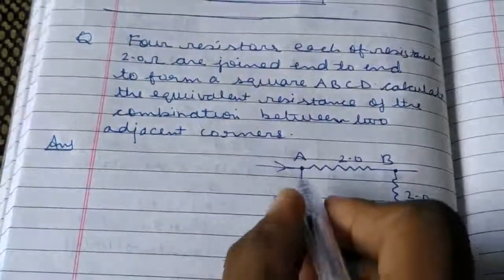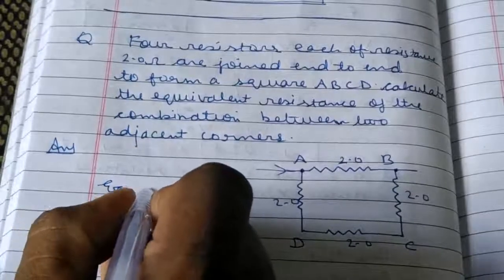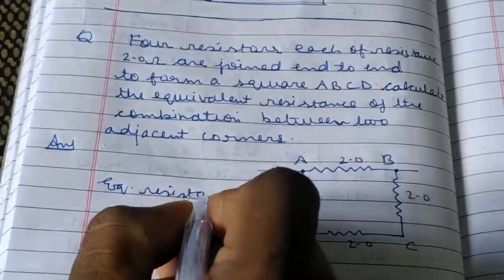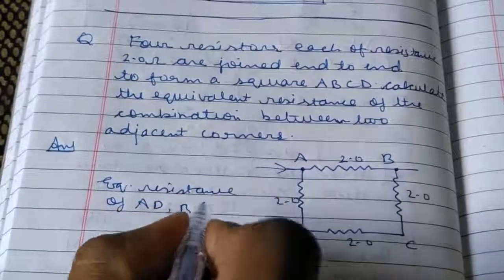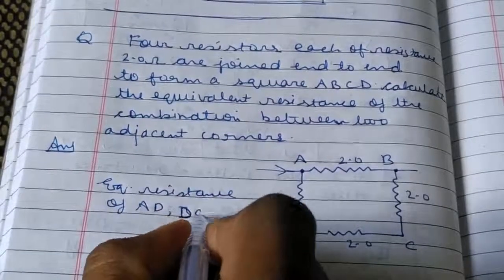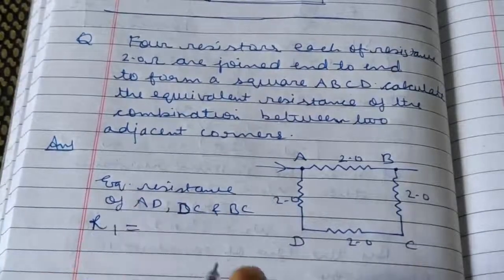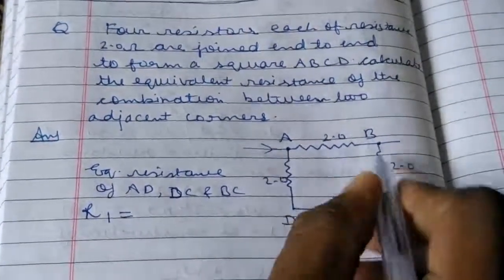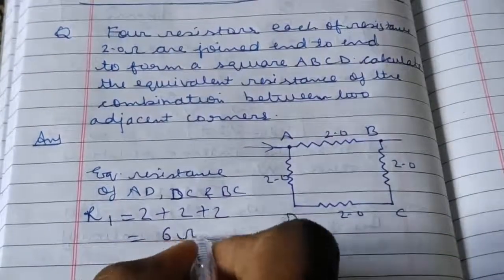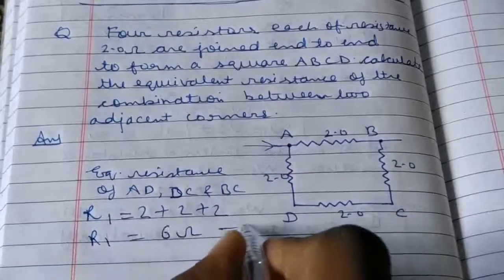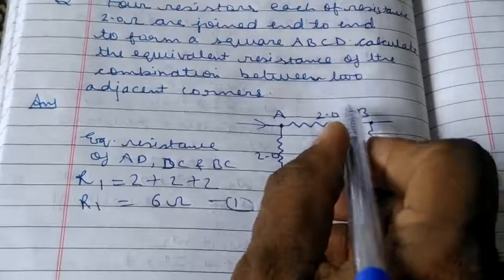Then what is the equivalent resistance of AD, DC and BC? Suppose this is R1. It is known in series combination the sum is directly 2 plus 2 plus 2. Overall 6 ohm will be the equivalent resistance. This is equation 1. Now this R1 and this 2 ohm.